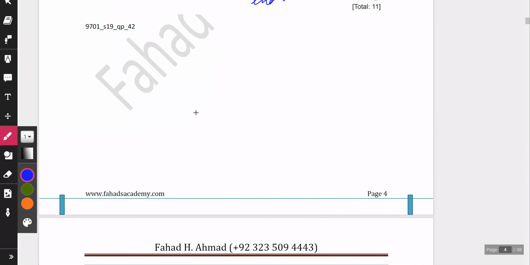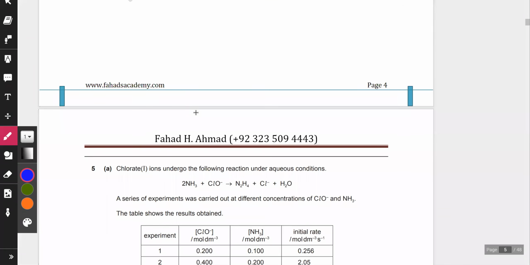Is this part clear? Abu Rahra, Mahfouz, is this clear? Yes, sir.